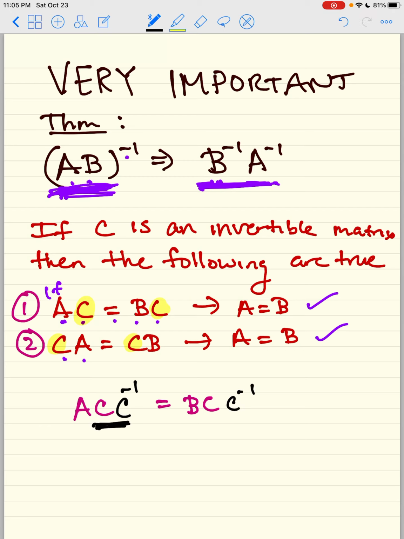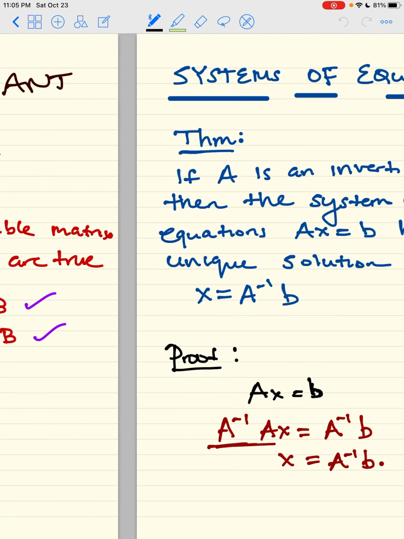A matrix times its inverse disappears. Right? And you're done. So that's pretty much how you do it. And then you do the left side. This is going to be very important for later. So remember that AB to the negative 1 is B to the negative 1, A to the negative 1, and this right and left cancellation.